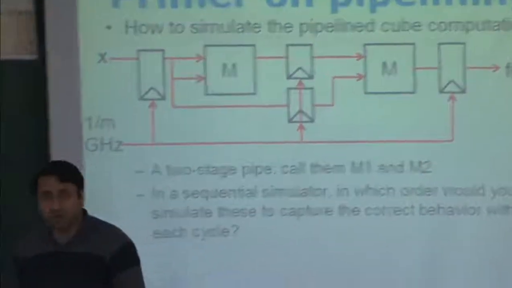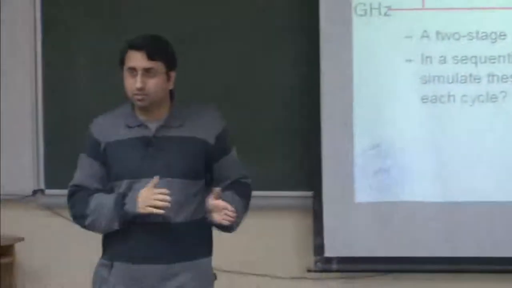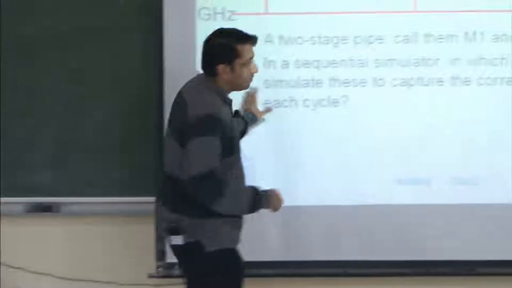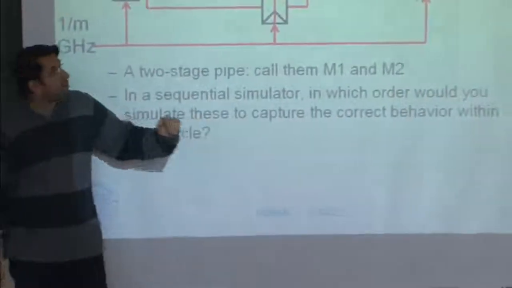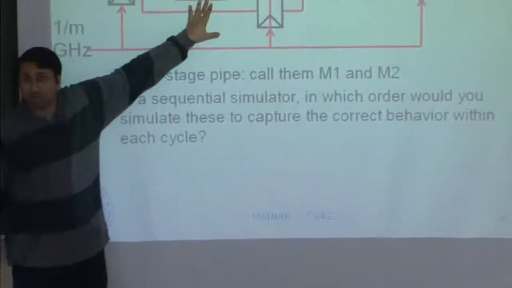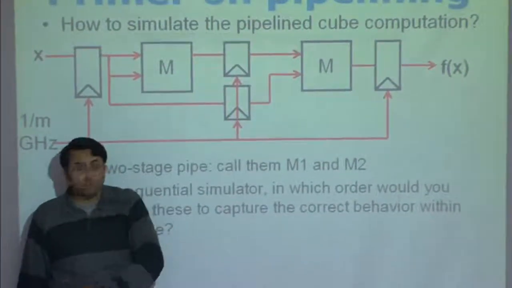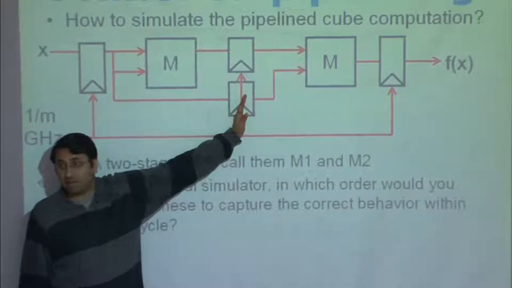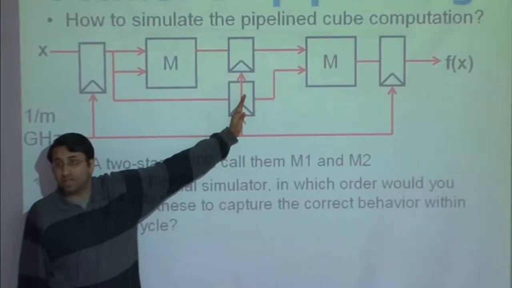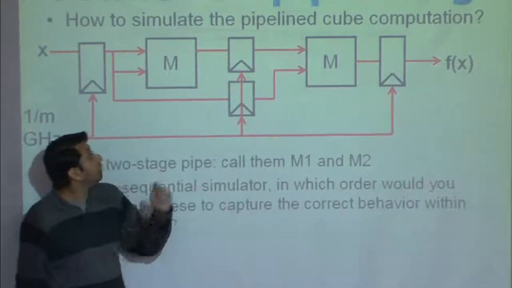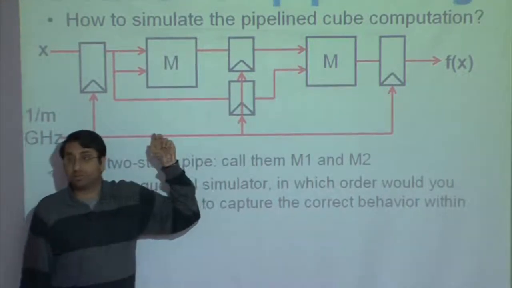Okay? Is it clear to everybody why you cannot do M1 before I review them? Yeah, so it's a sequential piece of software. Right? So if you first do M1, M1 will update the latches, and then when you invoke M2, M2 will immediately see the updated latches, and will compute on that. So essentially, in effect, what you have done is that in the same cycle, you have invoked M1 and M2 on the same input.